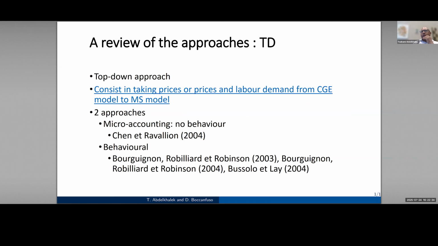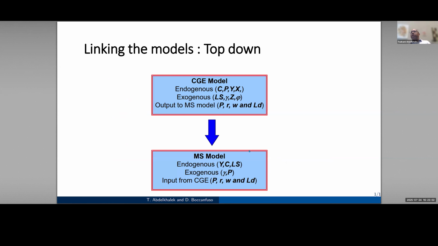Top-down approach. In this situation, it consists of taking prices or labor demand from the CGE model. We solve the macro model first. And after that, we take only the variation of prices and income, salaries. And after that, we go and look at that. Just, Dorothy, you have the linkage here.